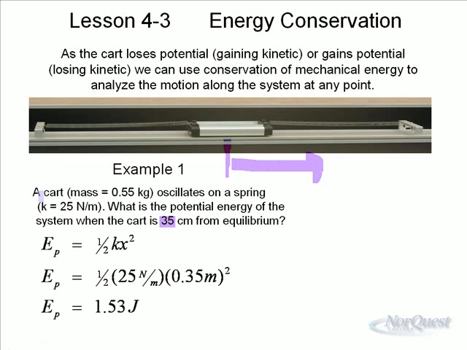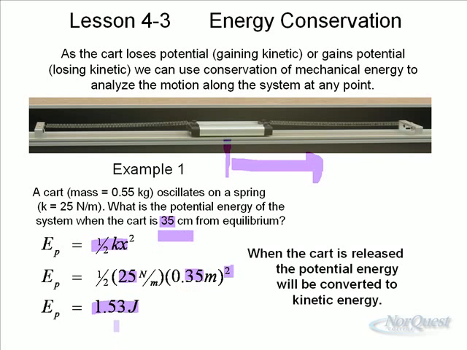Well, our formula is 1/2 kx squared. The K value is 25 newtons per meter. The X value is 0.35 meters, which of course is 35 centimeters, squared, gives us 1.53 joules. This is the energy of the system, and it will oscillate between kinetic and potential energy, both of those types of mechanical energy, as the system oscillates.